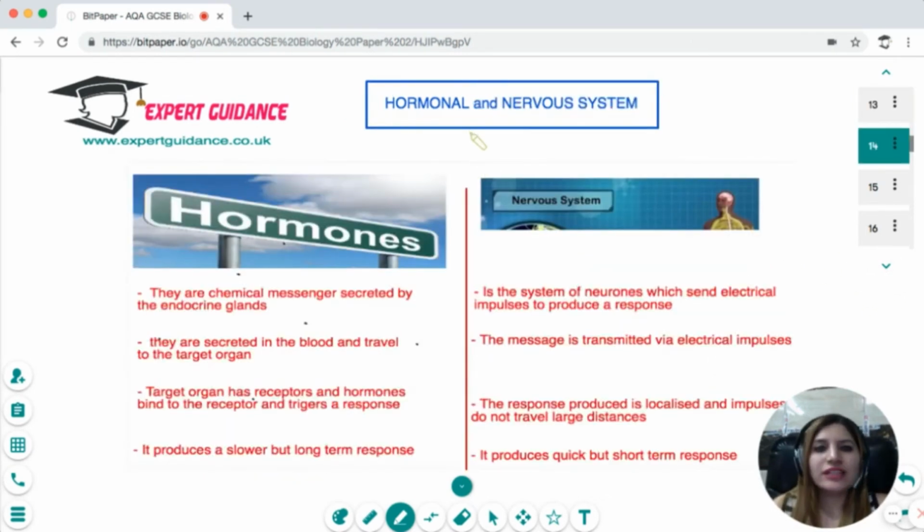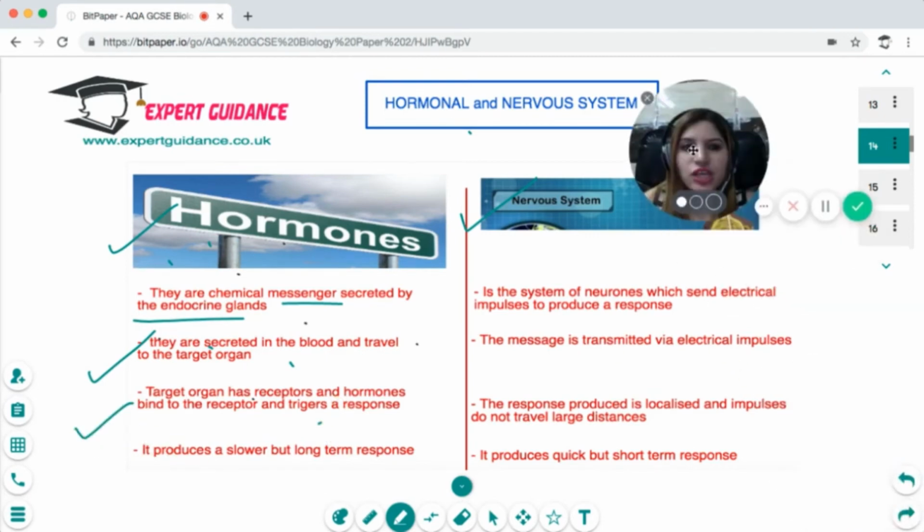Now, the difference between the hormonal and the nervous system is that the hormonal system releases hormones, which are chemical messengers secreted by the endocrine glands. They are secreted into the blood and travel to the target organ. The target organ has receptors, and hormones bind to the receptors and trigger a response, and it produces a slower but long-term response.